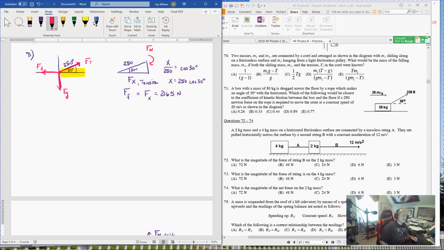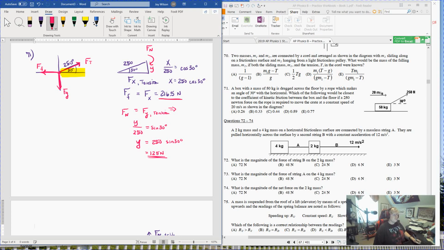Here's my force normal. It's going to be the y component. So force normal is equal to Fy of the tension force, the part of the tension force that goes upwards. So to get that, I'm going to use X over 250 equals the sine of 30. Whoops, sorry, that's a y. We're doing vertical. Y over 250 equals sine of 30. So 250 times the sine of 30. Sine of 30 is 1/2, so this is 125 newtons.